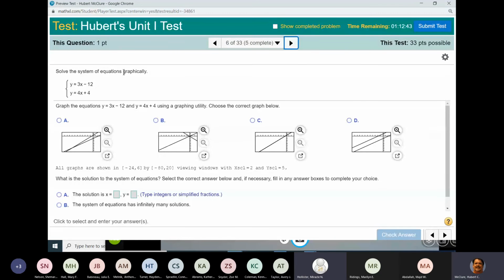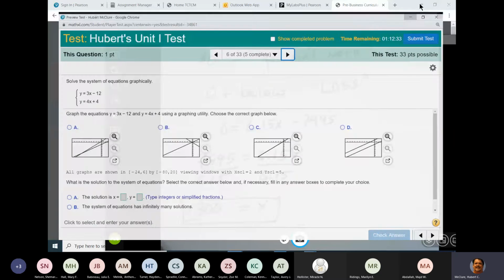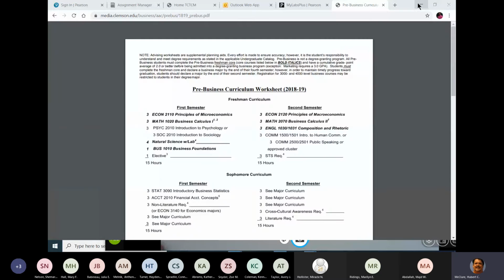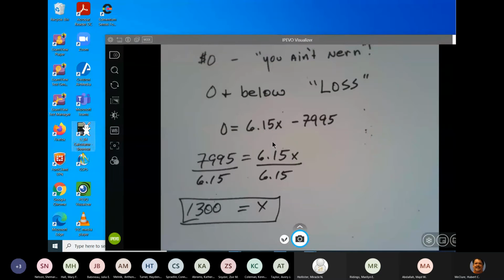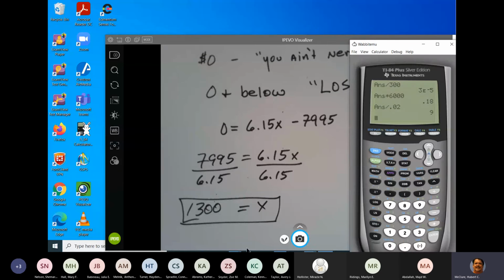Solve a system of equations graphically. Take your handy-dandy calculator and graph these two equations. Do that right quick. I'm going to go pull up my calculator. Just hold on. Don't spaz out on me.